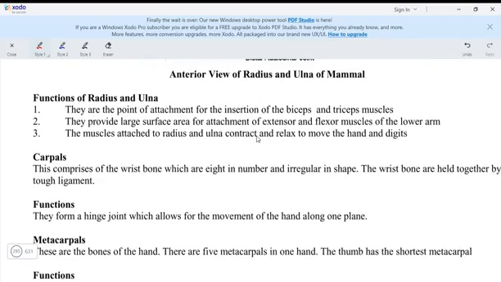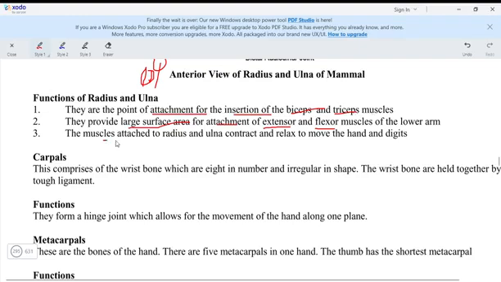So let's see radius and ulnar functions generally. They are the point of attachment for the insertion of bicep and tricep muscle. So radius and ulna at our ends are there to hold the muscles, bicep and tricep. They also provide large surface area for attachment of extensor and flexor muscle. If you want to extend your muscle, it is also found at the radius and the ulna.